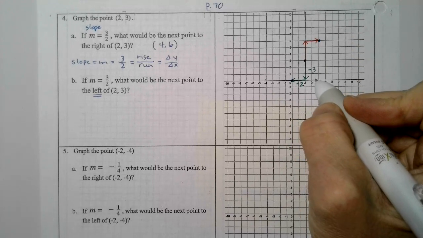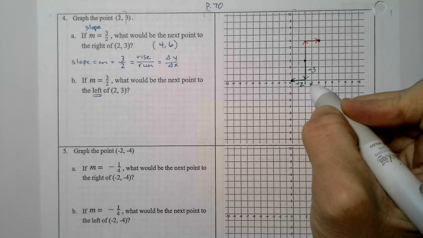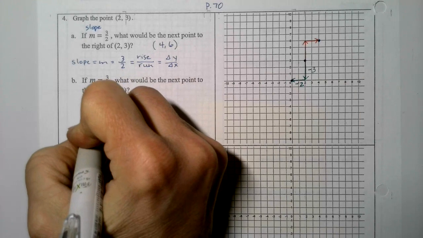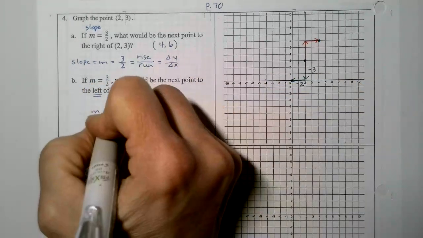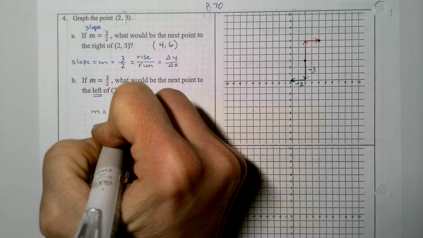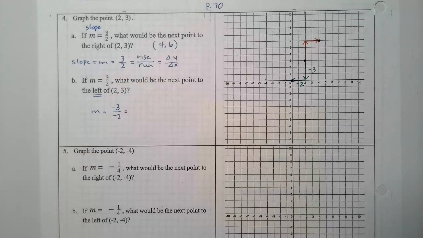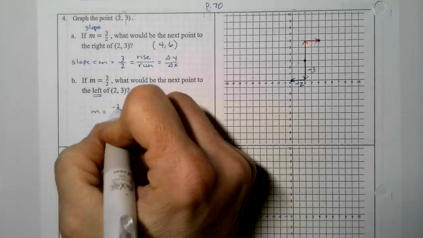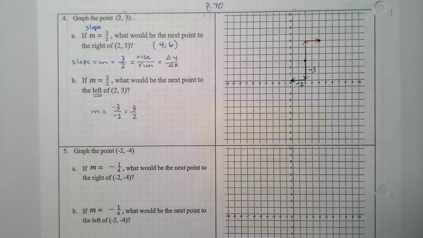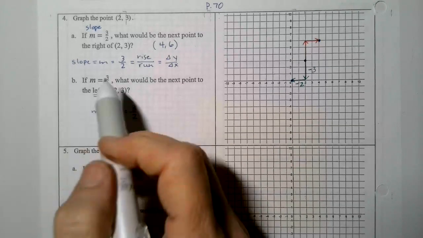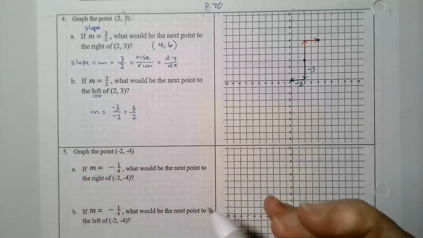And let's take a look at what we did with our slope. In this case, our m looks like it was in the negative direction. It was -3 over -2. Well, what happens when you take a negative and divide by a negative? That's going to be positive. So this is the same thing as positive 3 halves. So our slope has not changed.